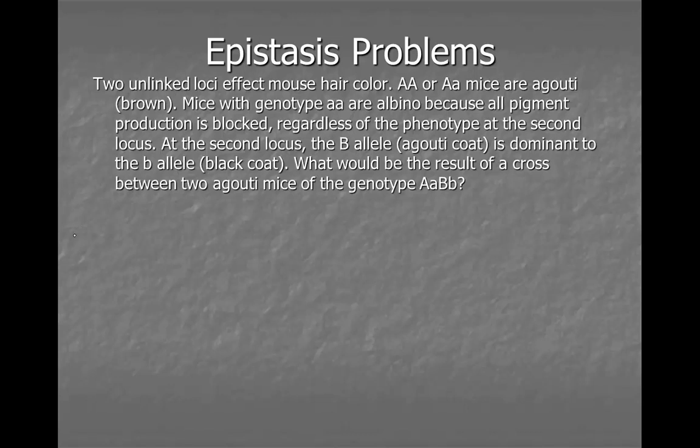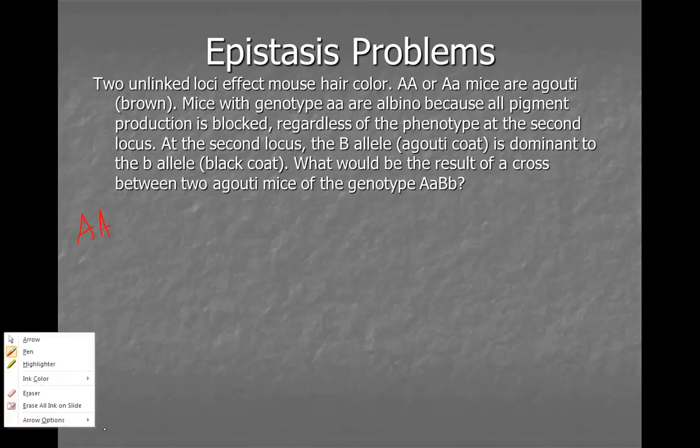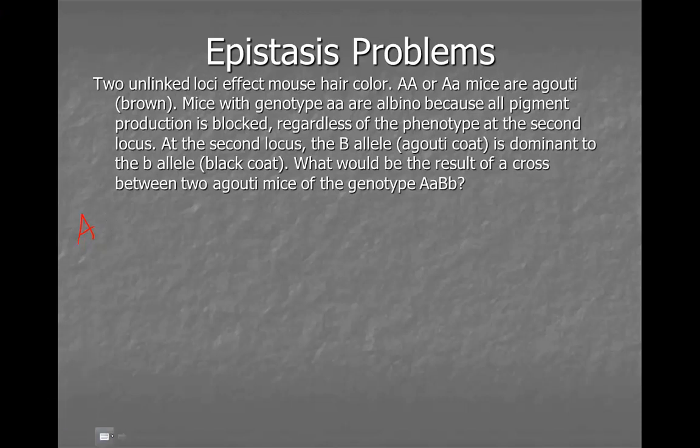First, we need to make our key. Capital A will result in the color being turned on. In this example, we're showing you that the controlling gene is listed first. Little a is off. Some students like to write color and no color to help them with these. Capital B means brown, and the recessive allele little b is for the black coat.